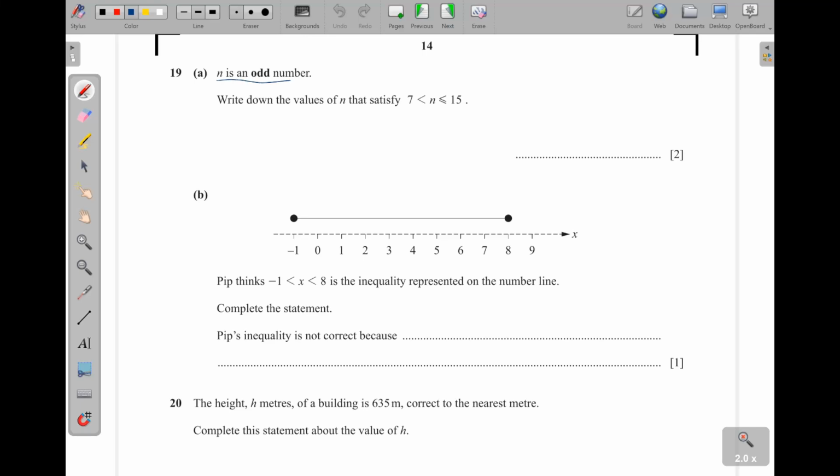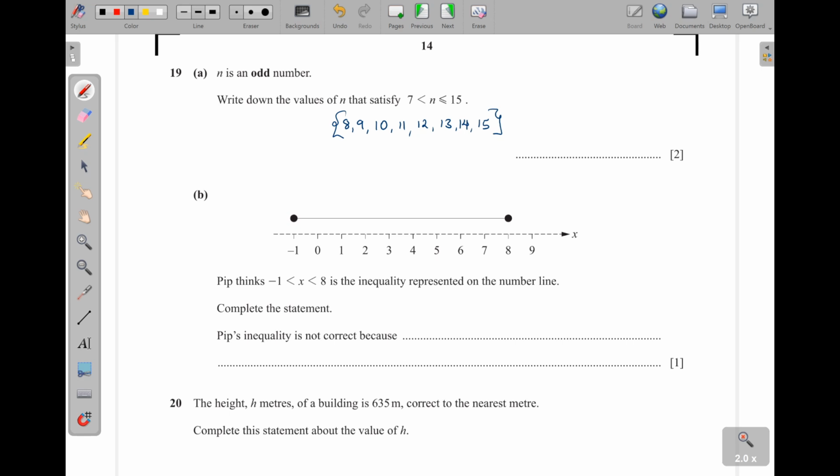But n is an odd number. Write down the values of n that satisfy this inequality. So 7 is not inclusive. We are going to have 8, 9, 10, 11, 12, 13, 14, and 15. That is going to be our set.